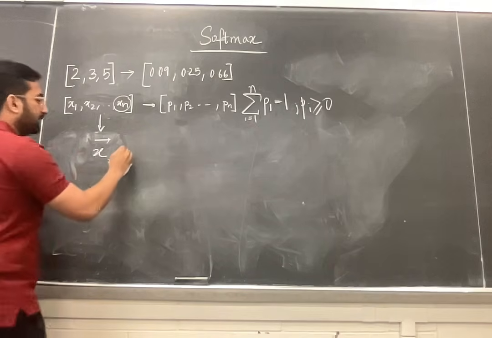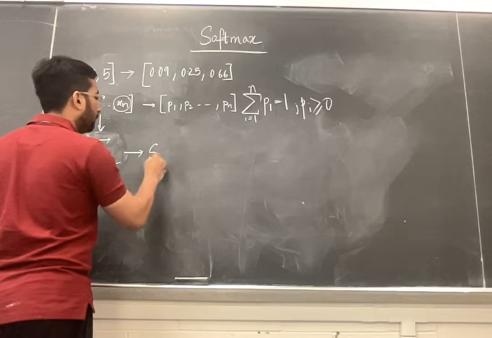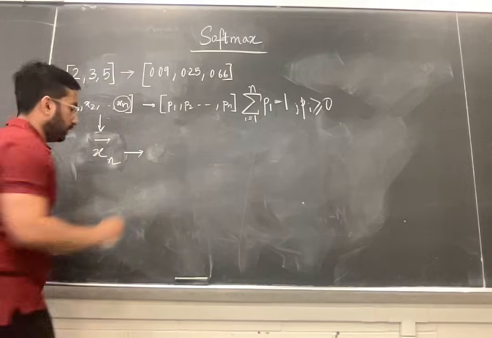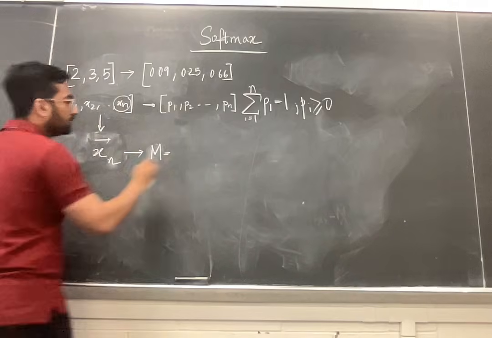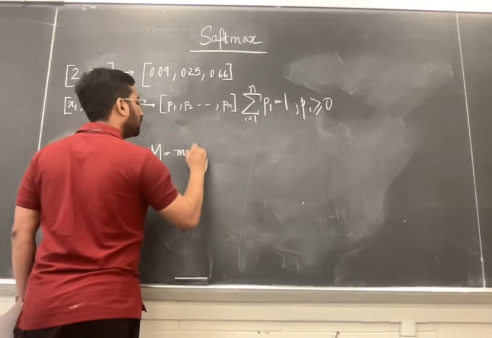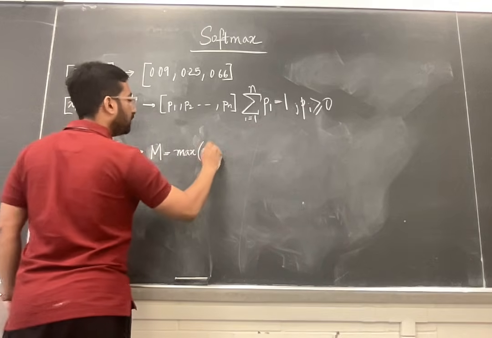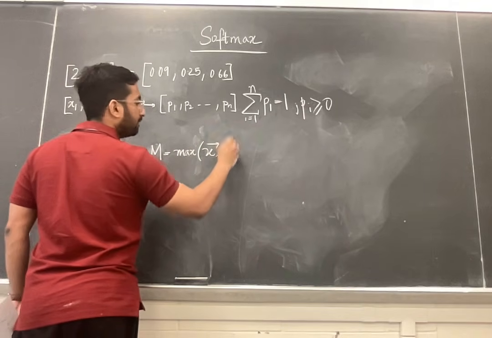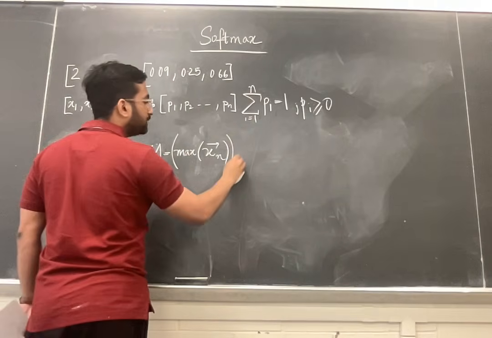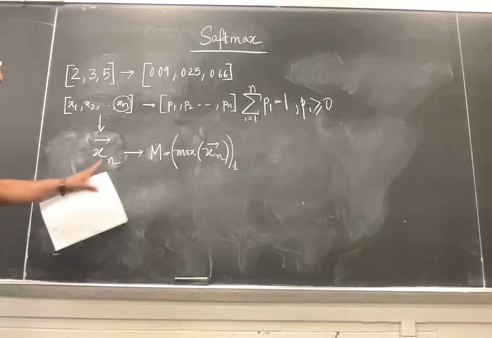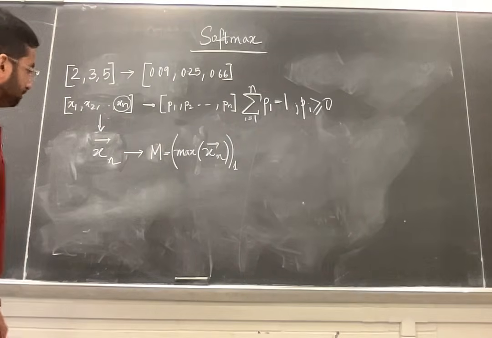So first this is of dimension n, and then we calculate the maximum m, which is the max of this n-dimensional vector, and this turns out to be of dimension 1. Because of all the n numbers, we have only a one-dimensional max.